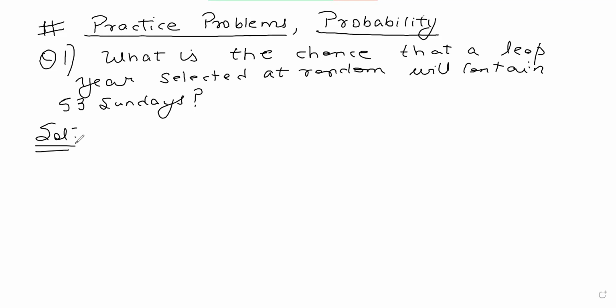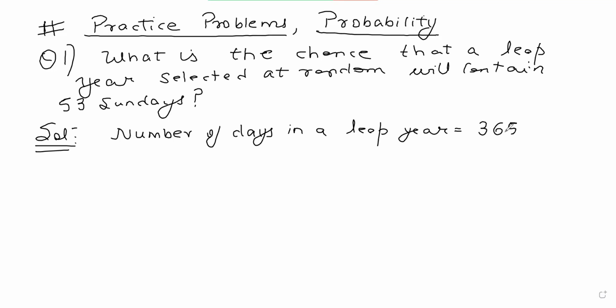Now, in a given leap year, how many days we have? So I can write number of days in a leap year. All students know that a leap year contains one more than the normal number of days in a non-leap year. There are 365 days in a normal year, but a leap year contains one extra day. So there are 366 days in a leap year.